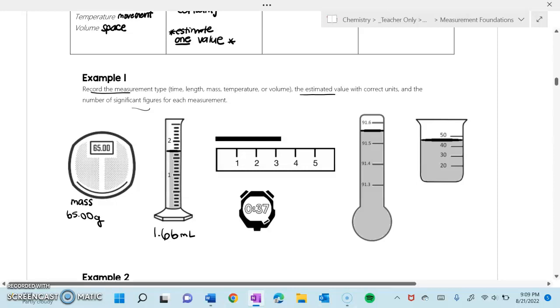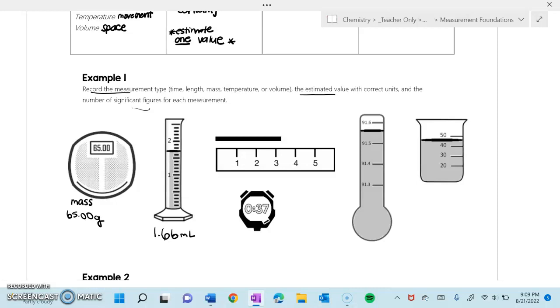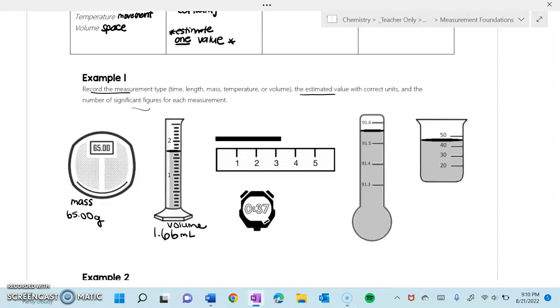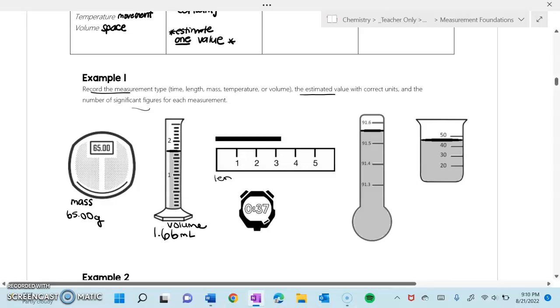Let's do this length value. Oh, I forgot to tell us the measurement type. This is volume. Okay. The next one we said is length.